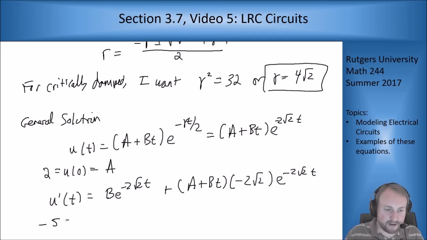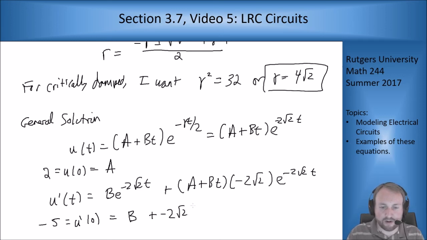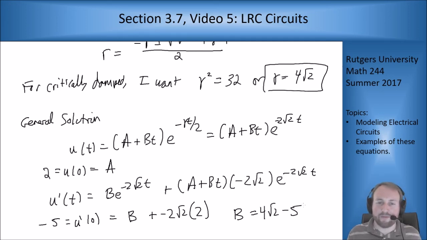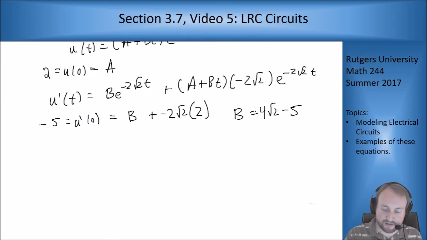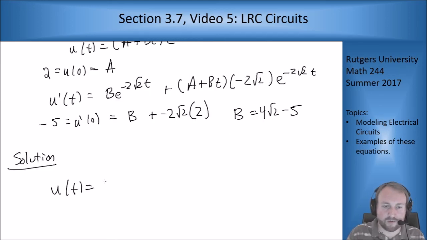So minus 5 equals u prime of 0. u prime of 0, this just becomes b. This becomes plus a times minus 2 square root of 2 from the term at the end. a we already found was 2, and then the b term vanishes again because t is 0. This means that b, if I add this to the other side, is going to be 4 roots of 2 minus 5. And now I can plug a and b into my equation to get my actual solution, which is going to be u of t equals a plus b t times e to the minus 2 root 2 t.